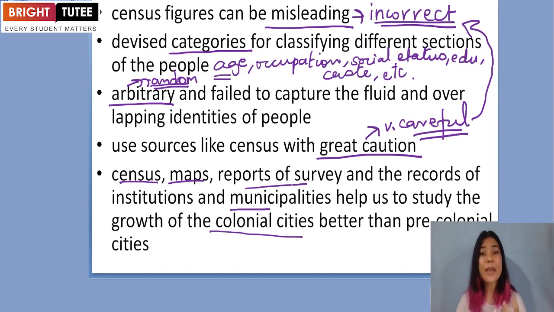Okay, so if we have sources to understand the colonial cities, then we can see how, because of the information and sources we have, we can better understand the colonial cities than the pre-colonial cities. Because before the British came and ruled India, these kinds of records were not maintained. Of course, there were records and sources available, but not in an extensive manner as the British maintained. So we have a better understanding of the growth of colonial cities than of pre-colonial cities because of sources such as census, surveys, etc.